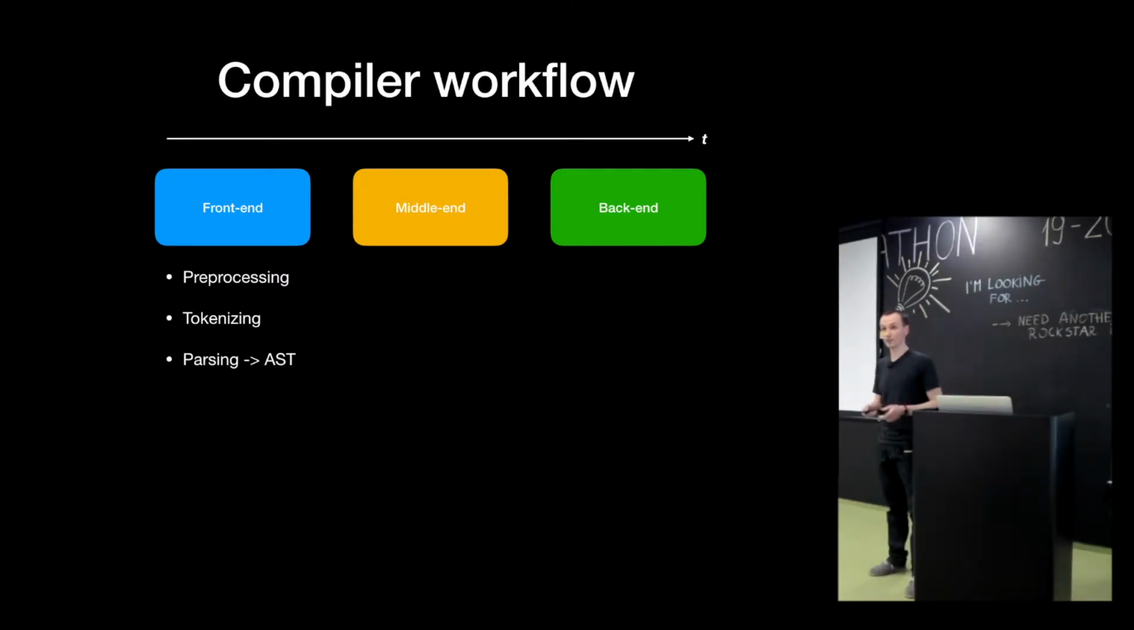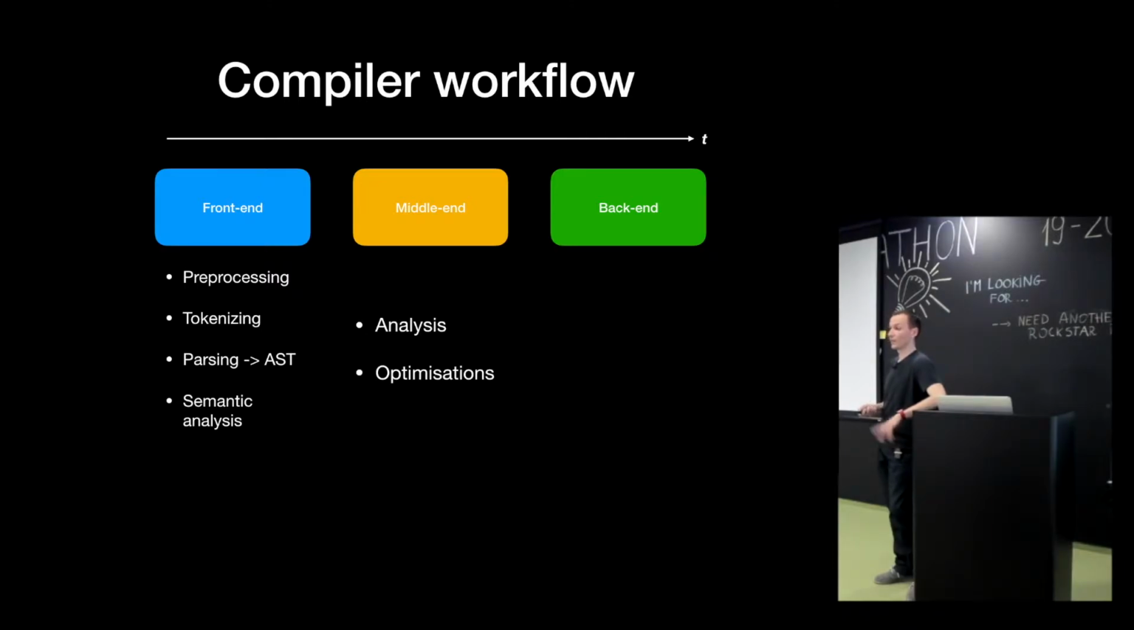And once it knows that, it can go into semantic analysis. Mostly in semantic analysis, it performs checks that all your types match each other. After we have a semantically correct representation, we can go into the second block, the middle-end, which is responsible for analysis and optimizations. Optimizations could be things like dead code elimination or tail recursion, for instance.